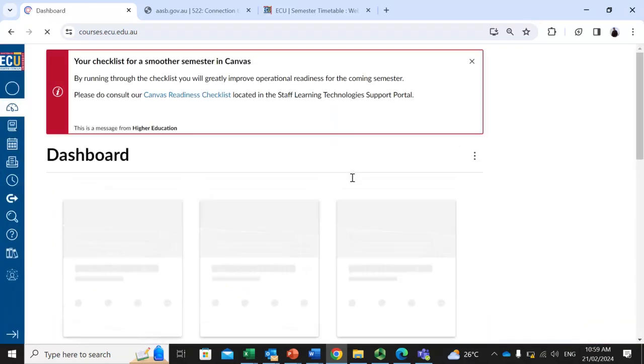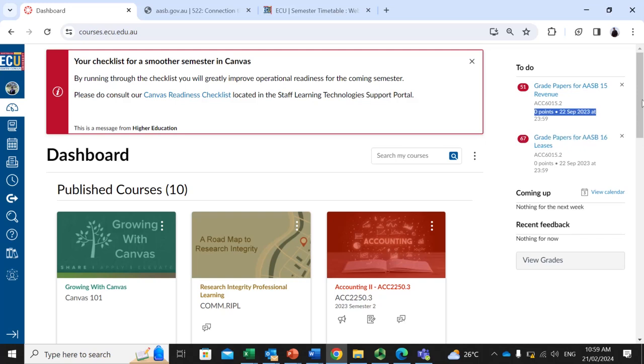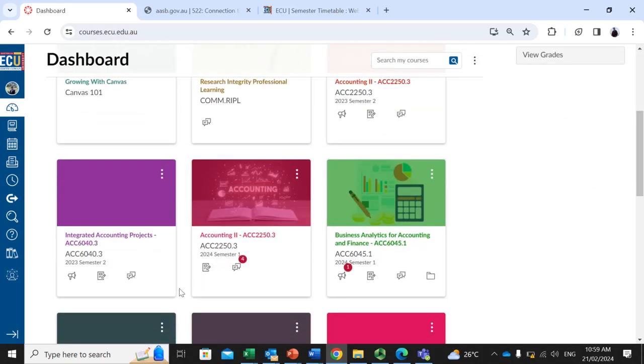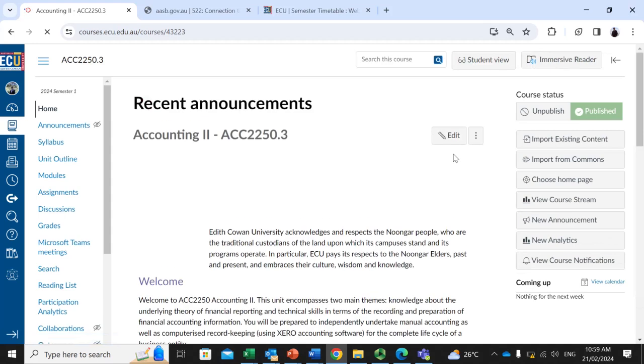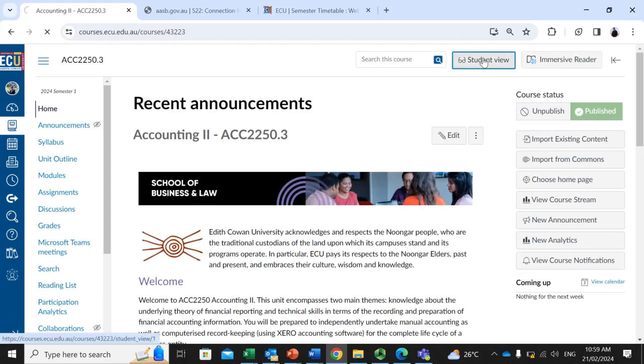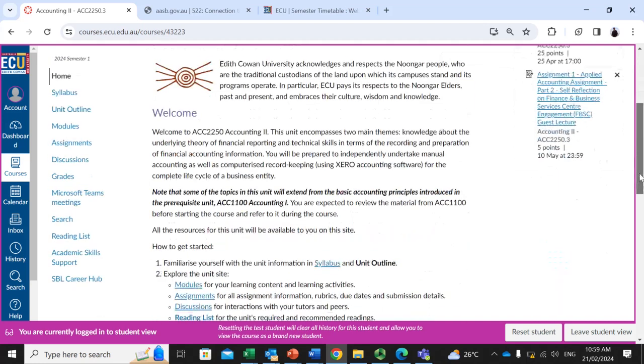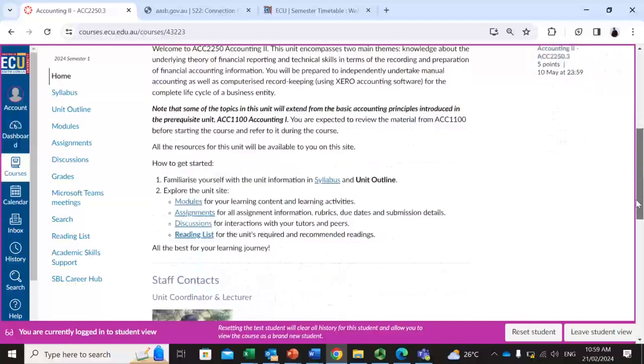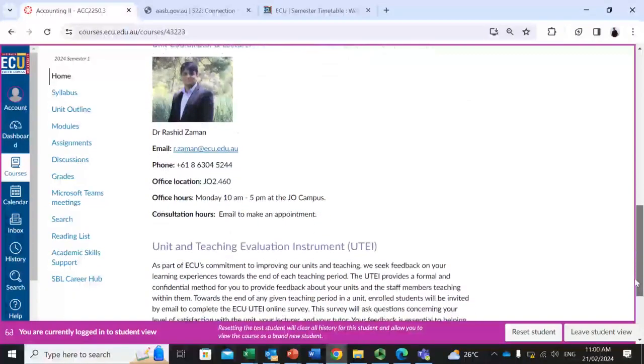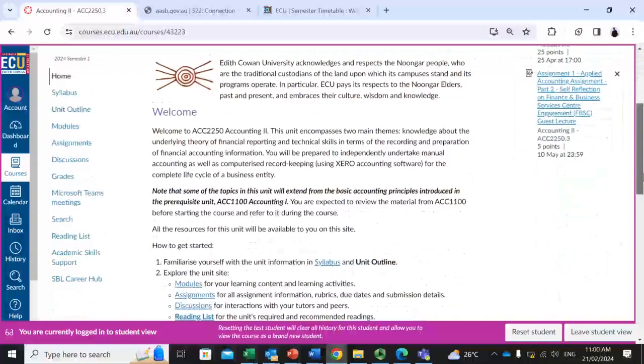Leave student view. So first of all, if you log into Canvas, this is the kind of dashboard you will see. There are some important things you will see. First is the home page, where there will be a bit of description about this unit, and then staff contact details and information. That's the main information page.